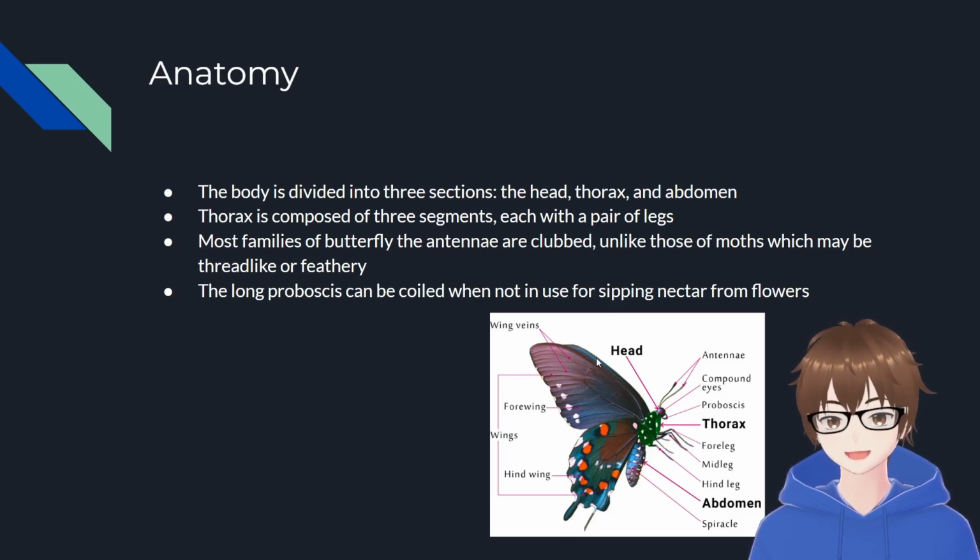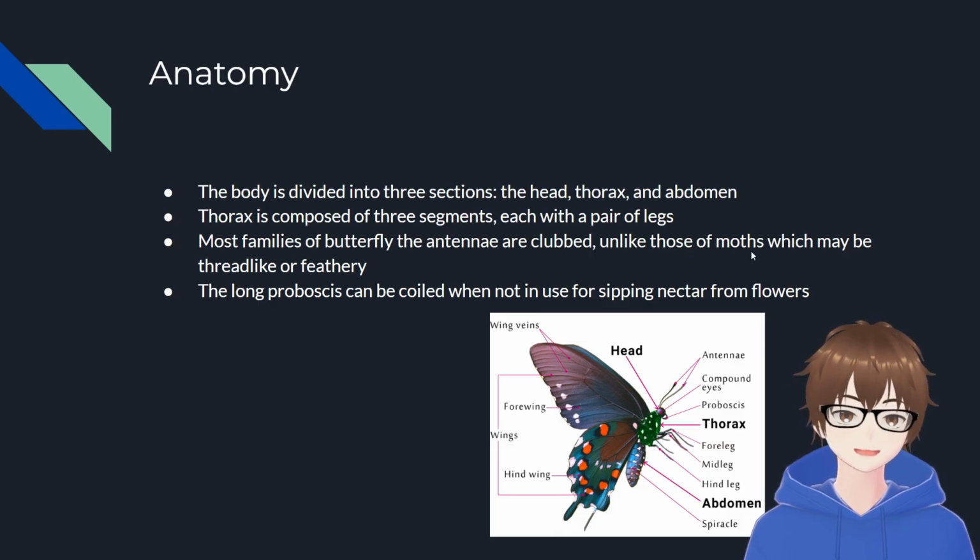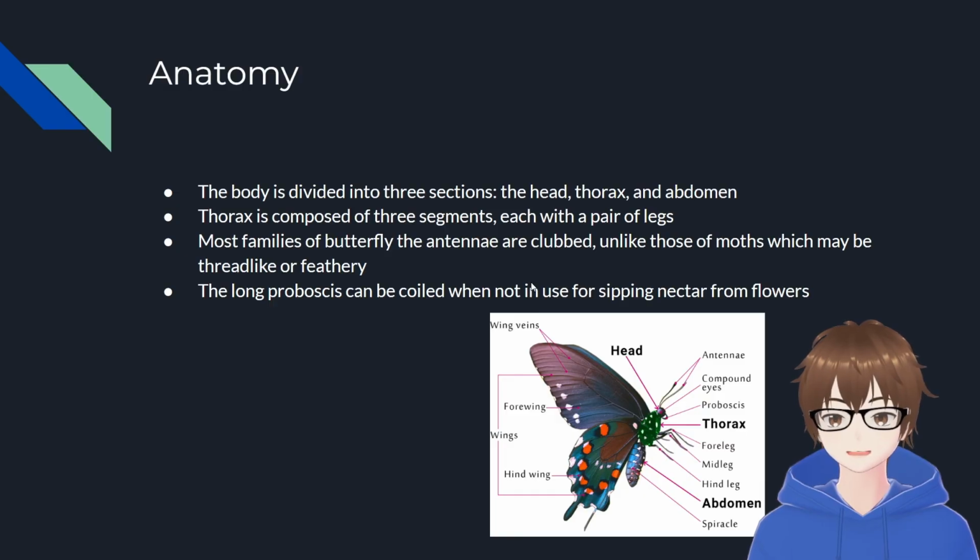So the body is divided into three sections: head, thorax, abdomen. The thorax is composed of three segments, each with a pair of legs. Most families of butterflies have antennae that are clubbed, unlike those of moths, which are thread-like or feathery. The long proboscis can be coiled when not in use, and then let out when sipping nectar from flowers.